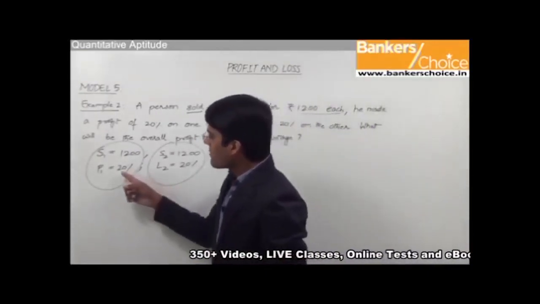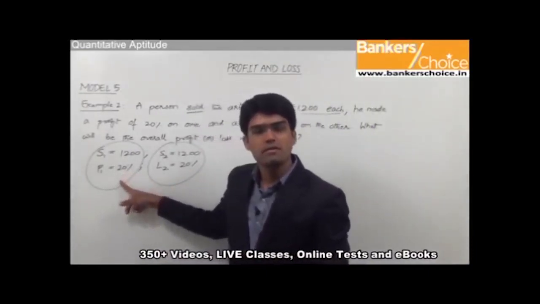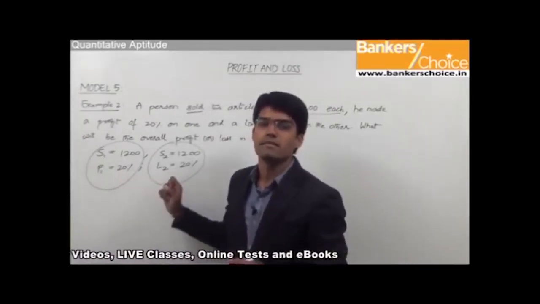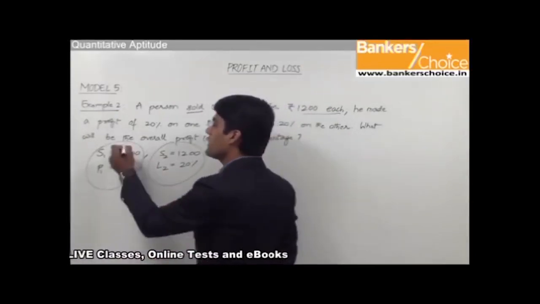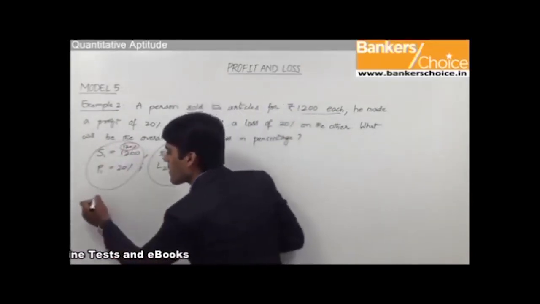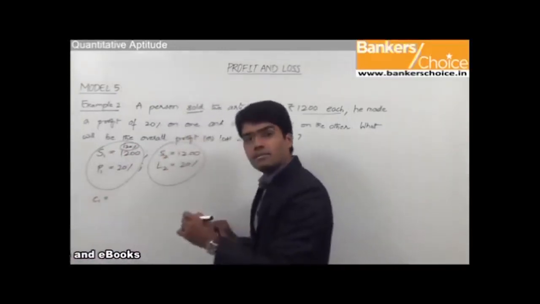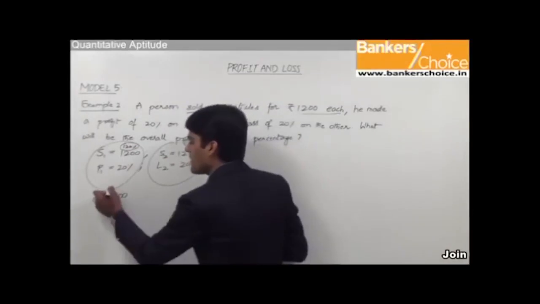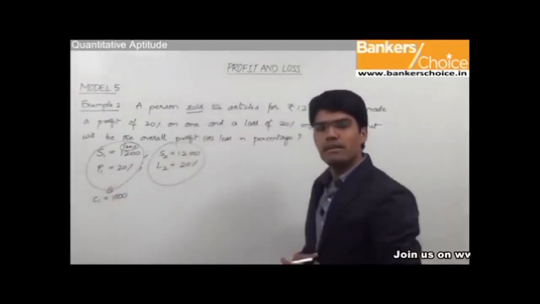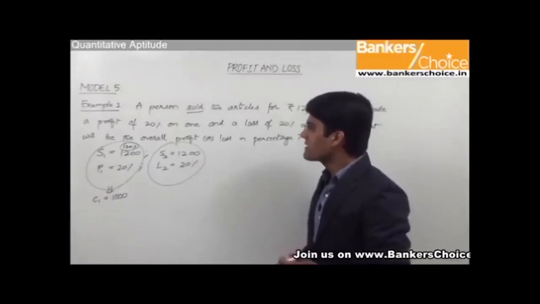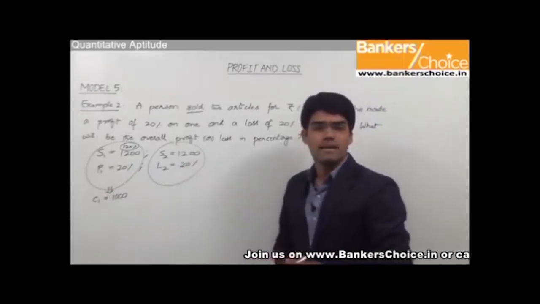As you can see here, profit is 20%. If the profit is 20%, selling price should be 100 plus 20, that is 120%. But that 120% is given as 1200. So if 120% is 1200, the cost price, which is always 100%, will be equal to 1000. So we can say that the cost price is 1000 when the selling price is 1200 and the profit is 20%. Similarly, here the selling price is 1200 and the loss is 20%.